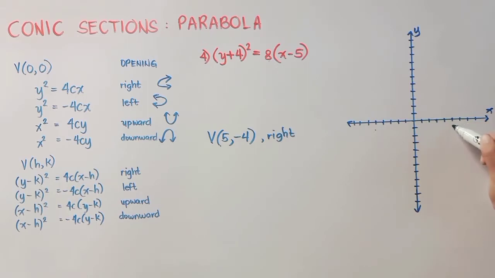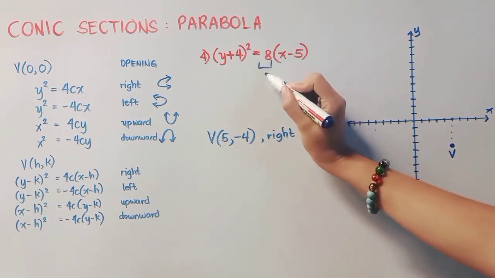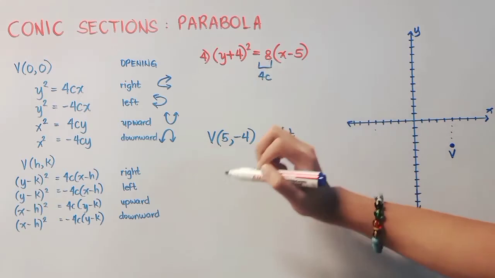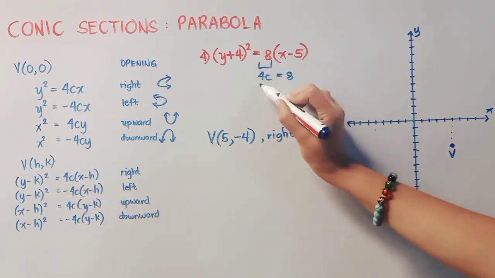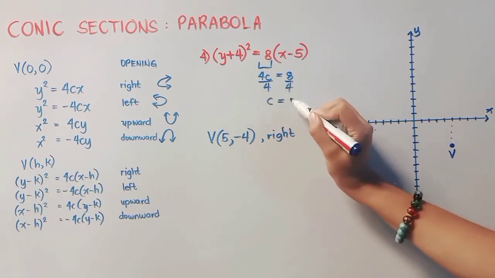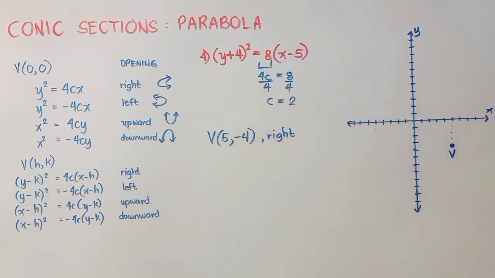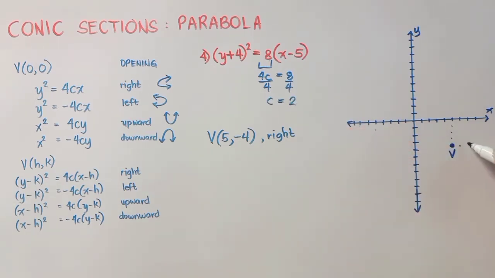Plotting that one, we have here (5, -4), and label V. Now this portion here is our 4c, as you can see in this form. So that is equal to 8. Divide both sides by 4. Therefore, our c is 2. Now we will be using our c here to get our focus 2 units to the right.